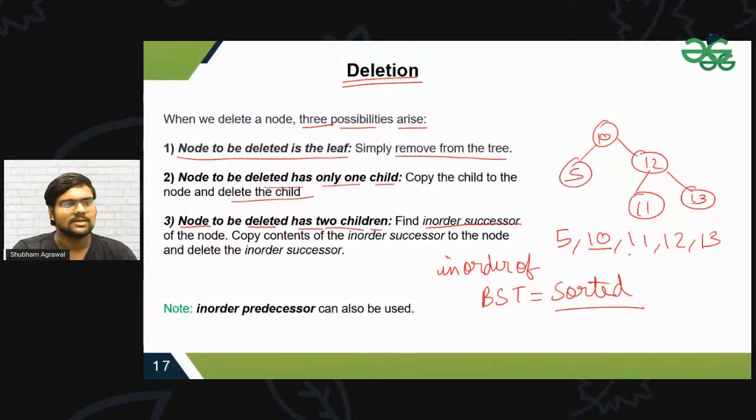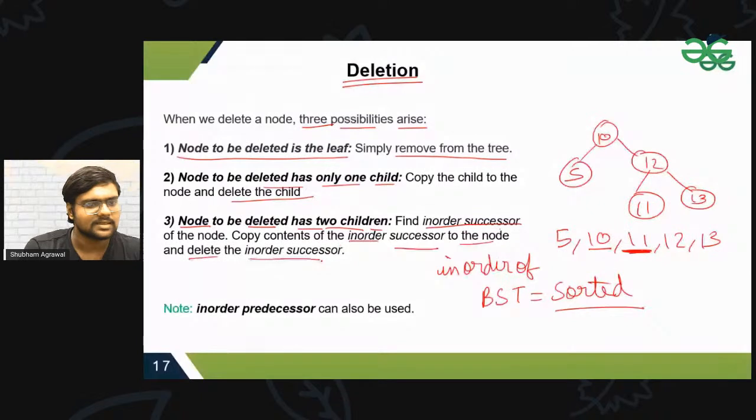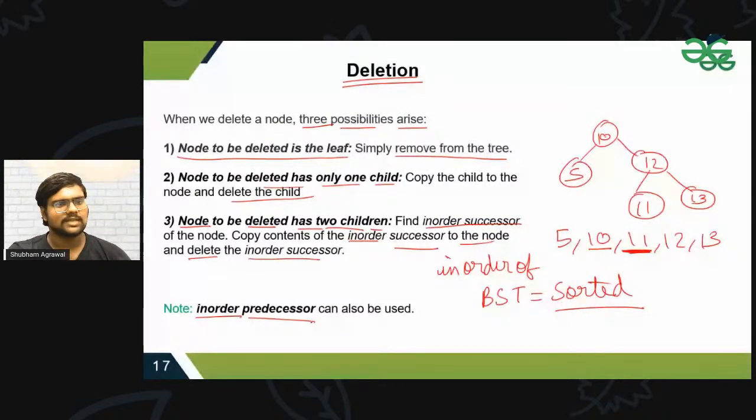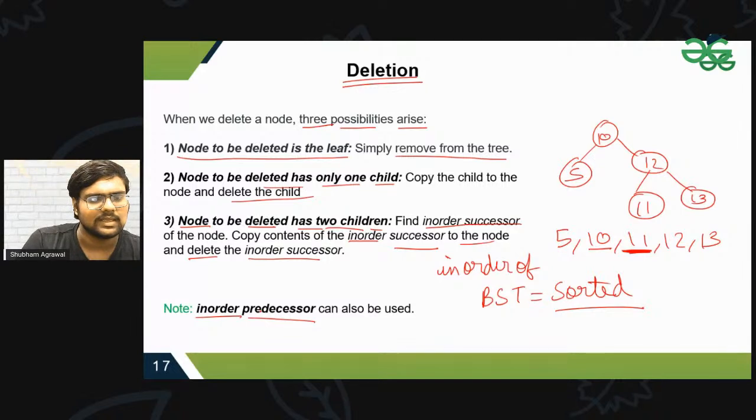So we first find the in order successor of the node, copy its content into the node, and then delete the in order successor. The deletion algorithm works in a recursive way, and we can use either the in order successor or the in order predecessor. It is up to us. Here we are going to use the in order successor.